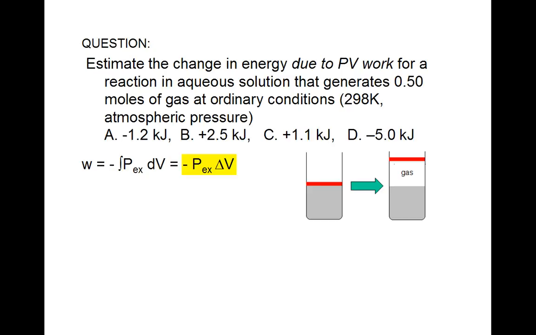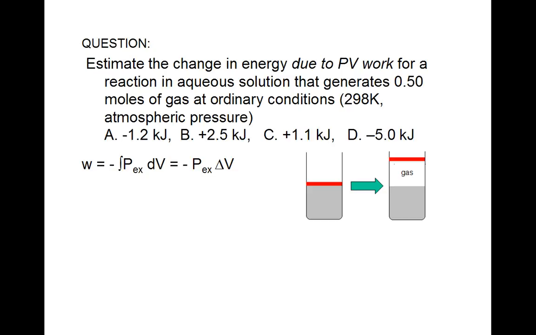At this point, we should be able to eliminate two of the answer choices given. The production of gas leads to an increase in volume. Therefore, delta V must be positive. Since external pressure is always a positive number, the calculated work must be negative. Whenever a system expands against an external pressure, the system is doing work, which involves a loss of energy. By convention, in this case, work is assigned a negative value.